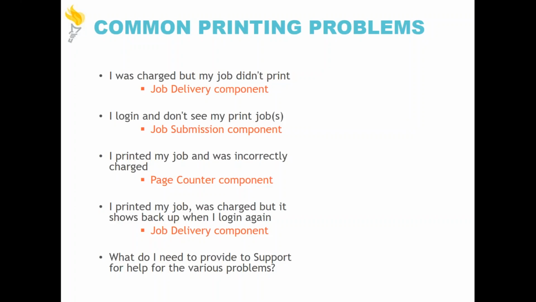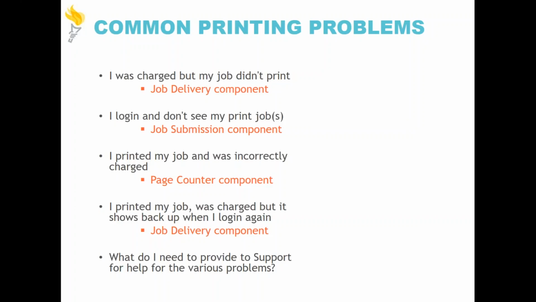The page counter is responsible for determining what's in the file, and then your job cost method is what's going to apply the costs. Next: I printed my job, I was charged, but it shows back up when I log in again. The keywords here are that I printed my job, and it showed back up. So that's job delivery. Uniprint will make sure that the device is ready, send the job to the device, take your money, and charge you. And if there's a failure in that, and we're going to talk through these, as I'm going to go through each and every one of these individually, then the job shows back up again. So the keywords here are: I printed it, I was charged, but it shows back up when I log in again. It shows up, and it may say free print there or something.